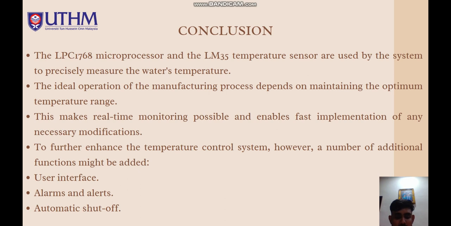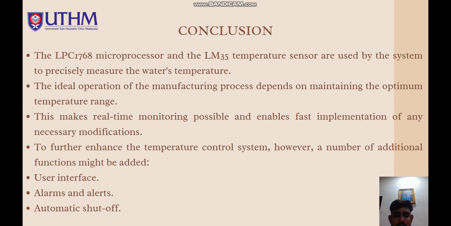To further enhance the temperature control system, however, a number of additional functions may be added. The first additional function is a user interface. The addition of a user interface, such as an LCD display and buttons, may give operators a simpler method of adjusting the desired temperature and keeping track of system status. Another additional function is alarms and alerts. By including alarms and notifications in the event that the temperature veers outside of the target range, it may be possible to guarantee quick attention and remedial action.